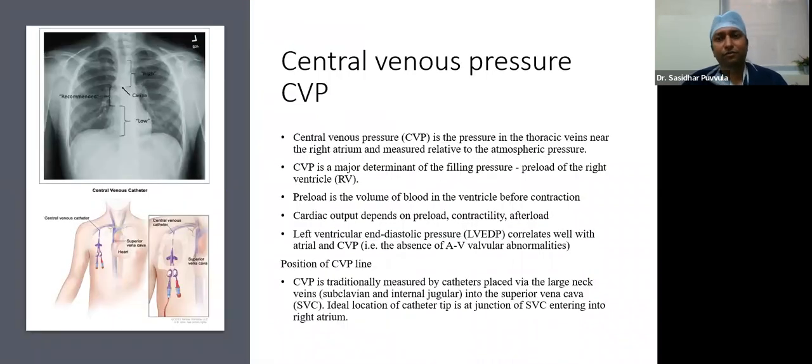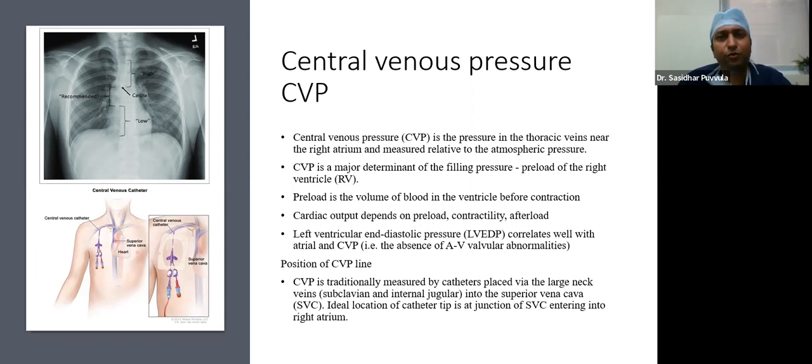Then coming to central venous pressure. So CVP, central venous pressure, how do you measure it? What are the things that you need to measure a central venous pressure? You need a central venous catheter. The central venous catheter can be introduced from the internal jugular vein or subclavian vein. So where do you measure the CVP? CVP is measured usually at the junction of the SVC and right atrium.